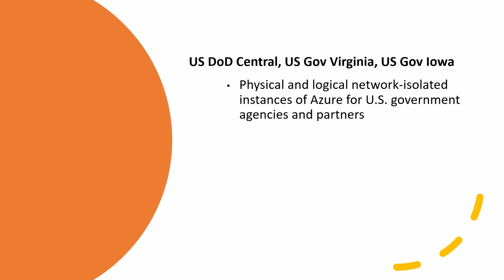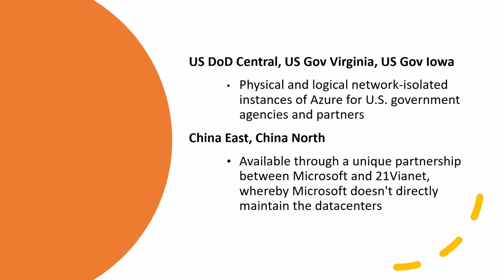A few other examples of these special regions include China East, China North, and the like. These regions are available through a special partnership between Microsoft and 21Vianet. What this means is Microsoft doesn't directly maintain those data centers.